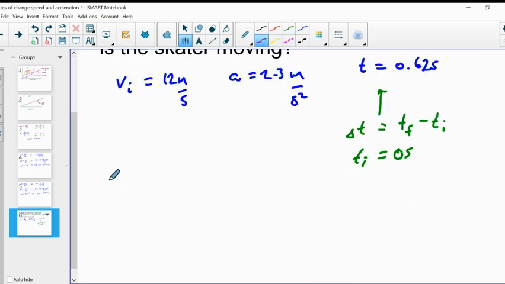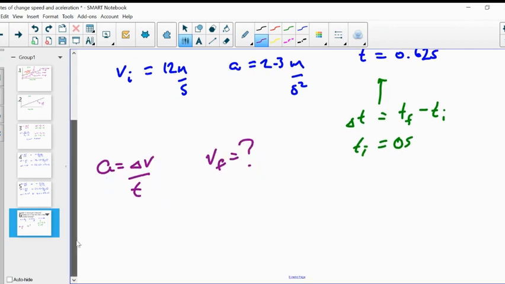In a previous video, we learned that acceleration is a change in velocity over time, or essentially it's the final time subtract the initial time, but in this case, the initial time was 0. What we want to do is find the final velocity. So we're going to have to do a little bit of algebra with our equation to solve this.